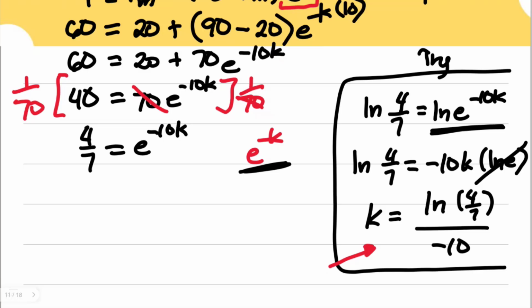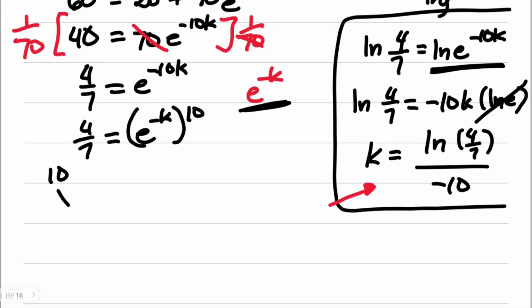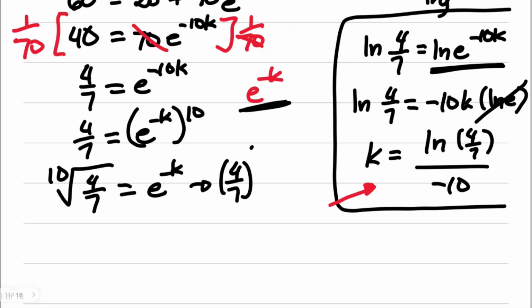What I need to do here is this: 4/7 equals e to the power of negative k times 10. And I'm going to take the 10th root of both sides. So the 10th root of both sides is just e to the power of negative k. Or you can rewrite this as 4/7 raised to the power of 1/10. That's your e to the power of negative k.